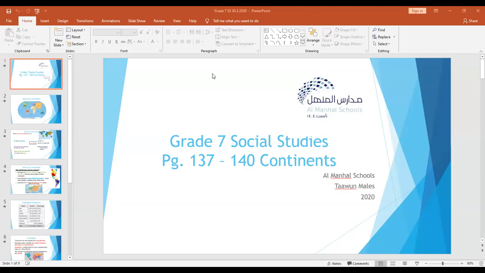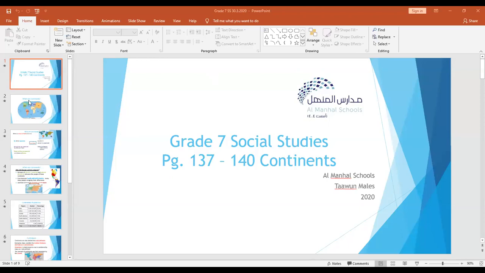Good day, grade sevens. Today we'll be looking at the topic of continents, and what they are. We'll be looking at the different types of subcontinents, the highest points, the lowest points, and we'll also be looking at the populations of the different continents.